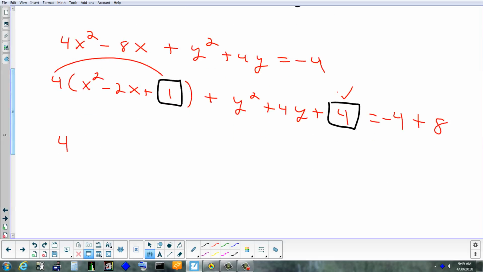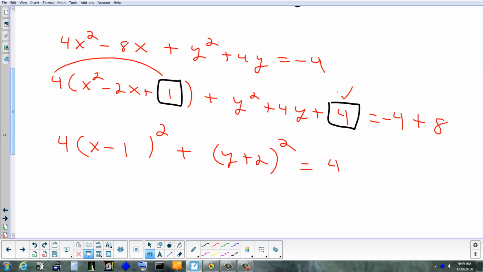All right. So now we have 4. This is going to factor as x minus 1 squared plus, how did the y's factor? Y plus 2. So now we're getting there. We can start to see our center. It has something to do with a 1 and a 2, but maybe we should have a negative in there. Equals -4 plus 8 gives me 4.